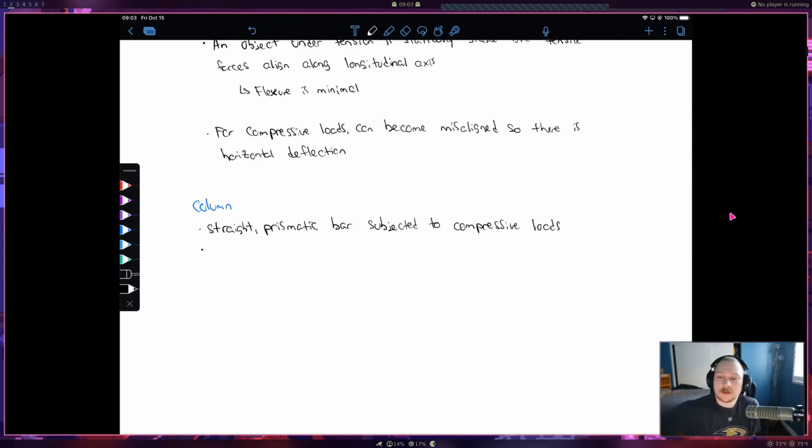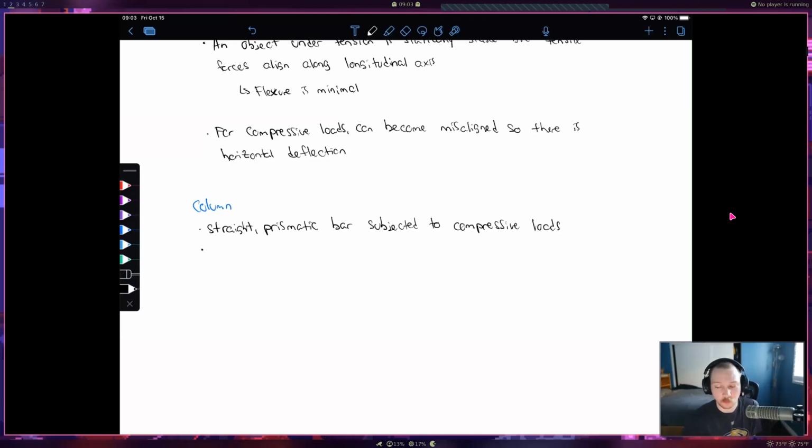Alright, and so our short columns, again, are going to fail from material failure, which we'll talk about a little bit more. But the long columns are going to fail from stability failure, so they are going to buckle. I might say buckling, or I'll say deflection, but I mean the same thing. They will either buckle, or same thing, there's going to be a lot of horizontal deflection occurring.